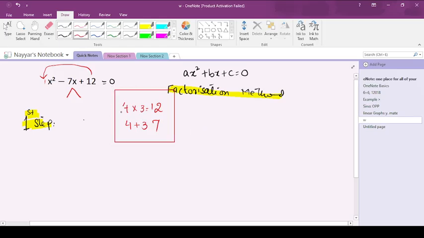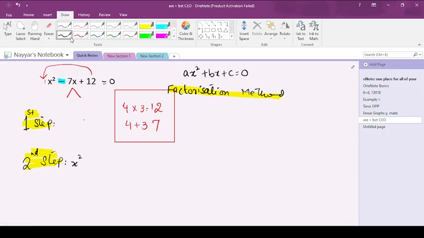So now what is the next step? The second step is that you have to write down the factors in place of the middle term, and you write down the first and the last term as they are. But remember that you need to follow two rules when you write down the factors. First, you will write down the sign which is with the middle term. And second, first you have to write down the bigger factor. These are the two rules which you need to follow.